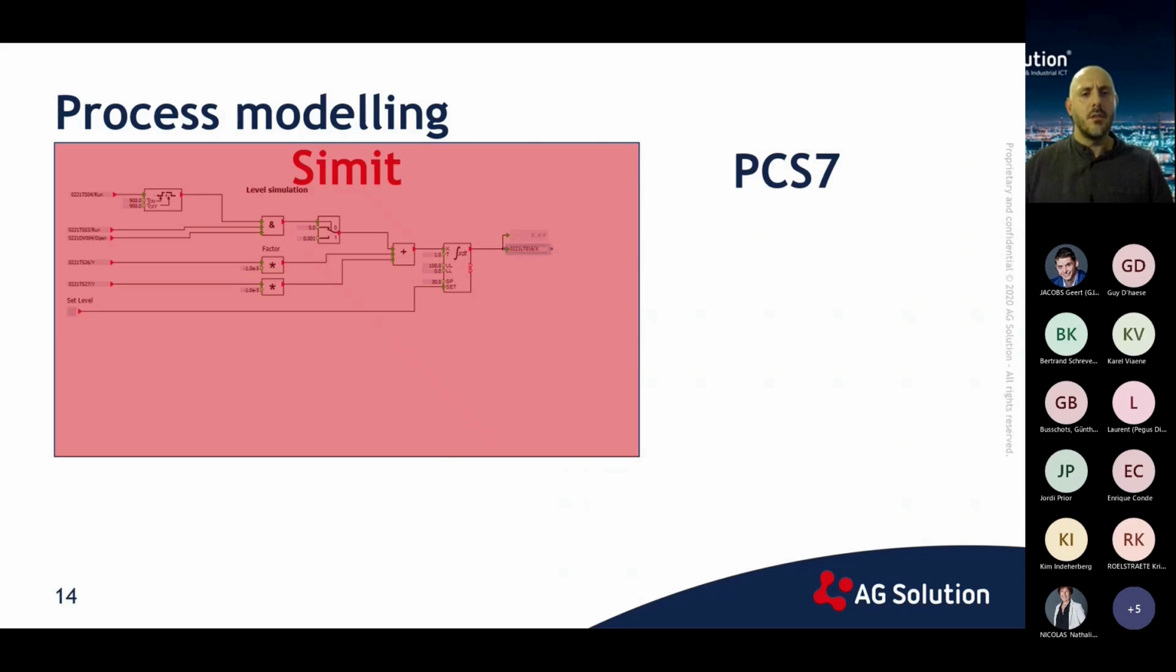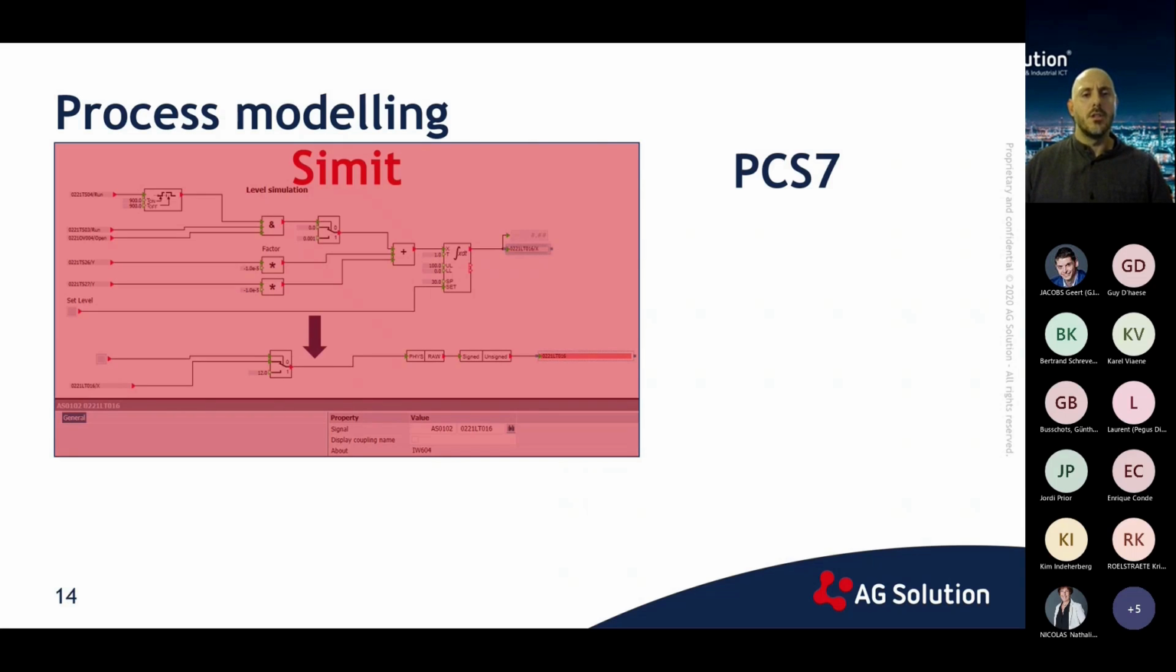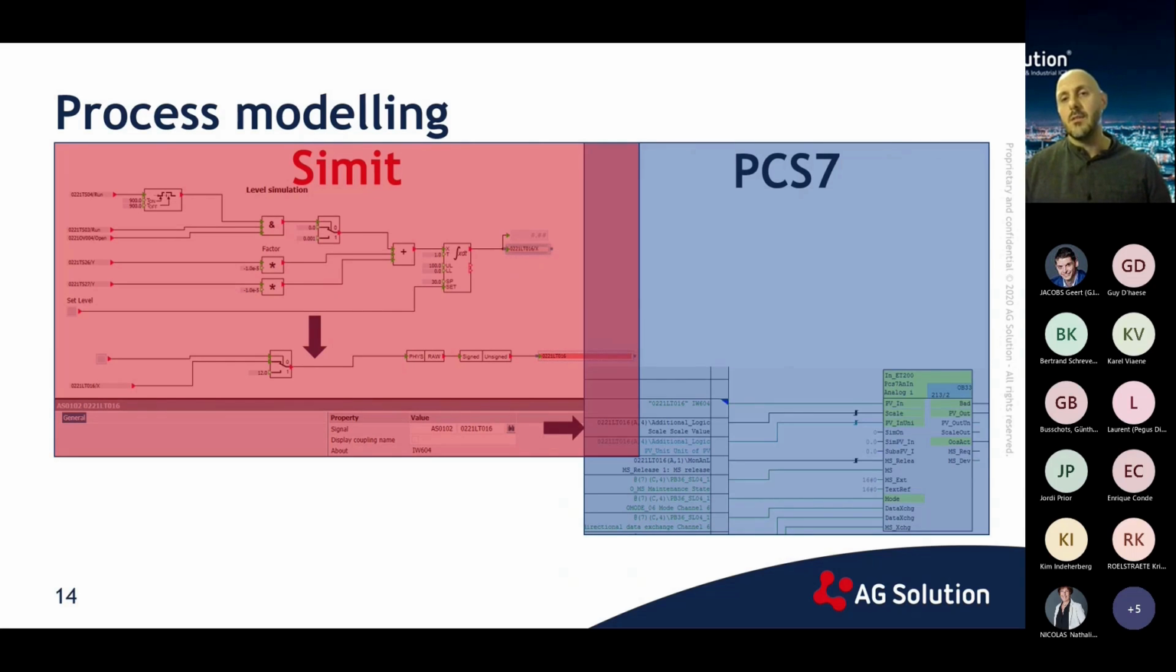This slide shows you the engineering environment. A process value is determined by a simple calculation. Via the CIMIT module and the coupling, the process value is sent to the application software where it can be processed.